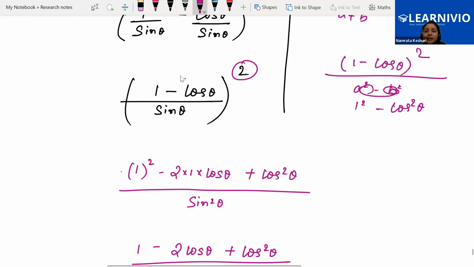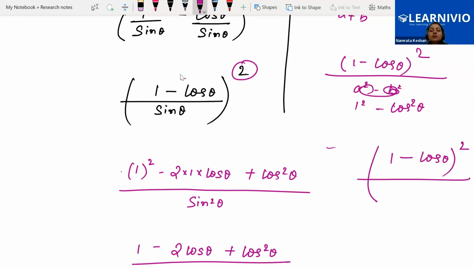And it seems like we are almost there. Can you see? 1 minus cos theta in the numerator is squared, and in the denominator 1 minus cos square theta, that is sine square theta, right? Yes. We are done.